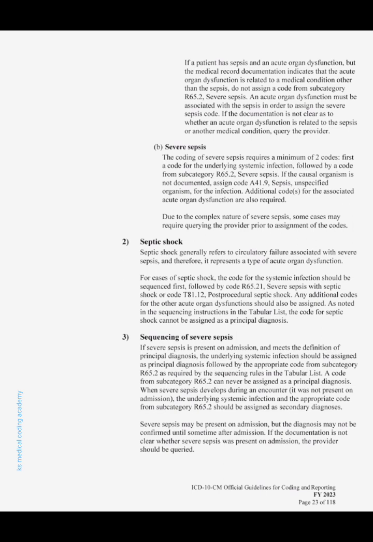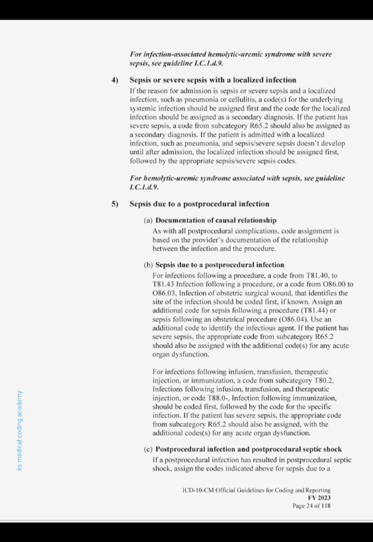When severe sepsis develops during an encounter, it was not present on admission, the underlying systemic infection and the appropriate code from subcategory R65.2 should be assigned as secondary diagnoses. Severe sepsis may be present on admission, but the diagnosis may not be confirmed until some time after admission. If the documentation is not clear whether severe sepsis was present on admission, the provider should be queried. For infection-associated hemolytic uremic syndrome with severe sepsis, see Guideline IC1, D.9.